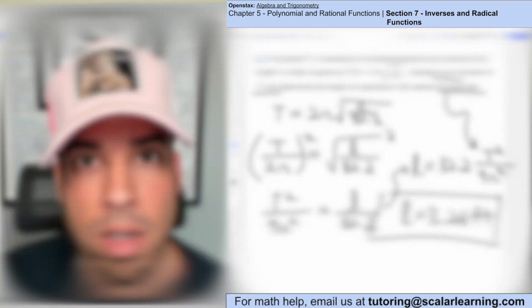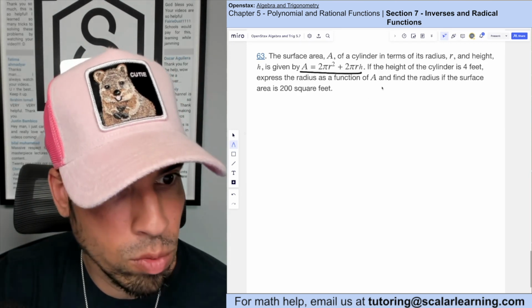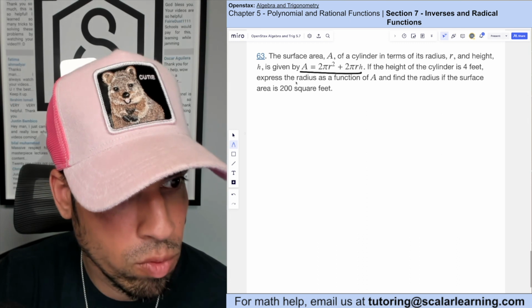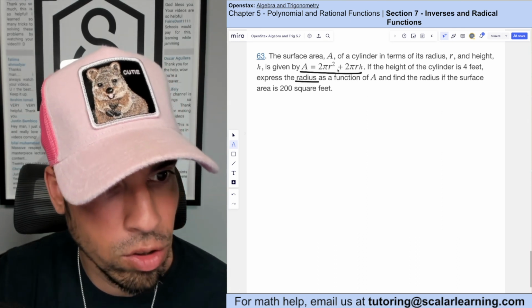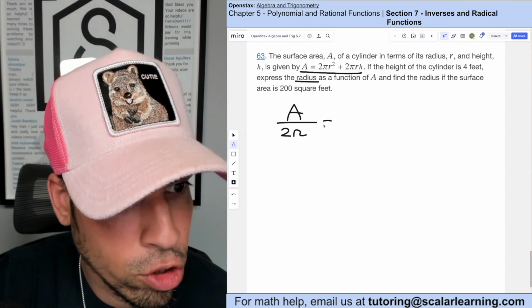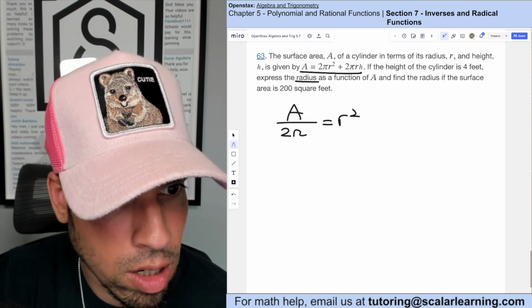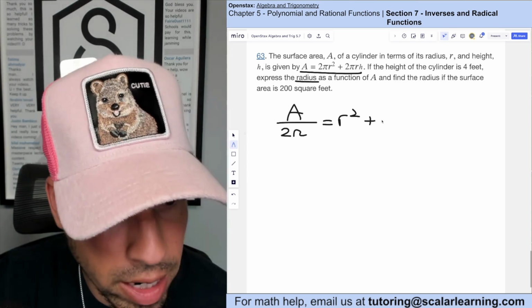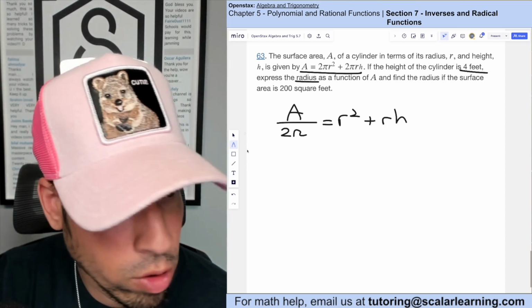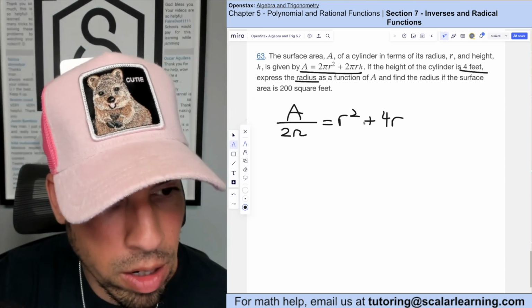Boom, done. So for this one, we're given this surface area of a cylinder formula, and we're meant to isolate radius. Okay, so let's go ahead and do that. So first I'm going to divide everything by 2 pi. So I got A over 2 pi equals, and we're just left with r squared, and then we're getting rid of that 2 pi as well, plus rh. And by the way, it says the height is 4, so I can replace h with 4. And now we're in that situation where we need to complete the square in order to isolate r.